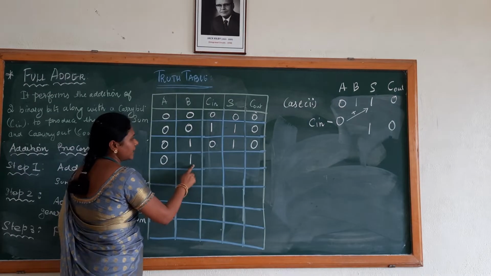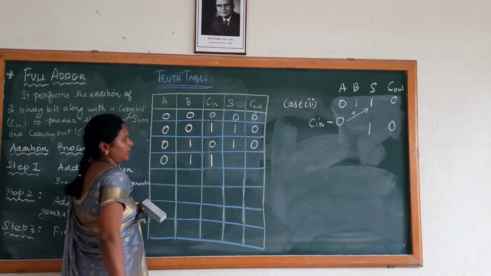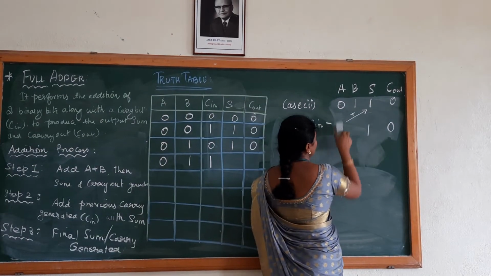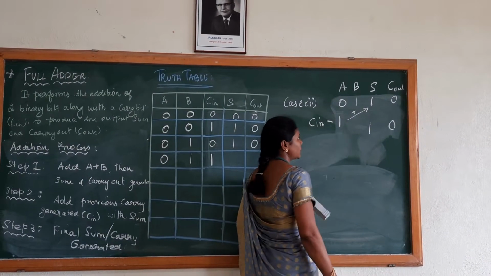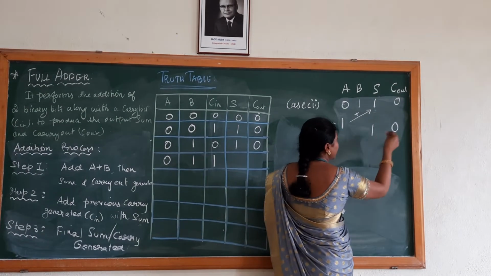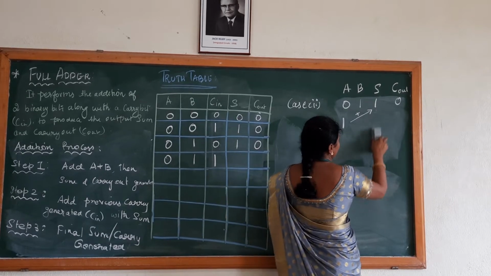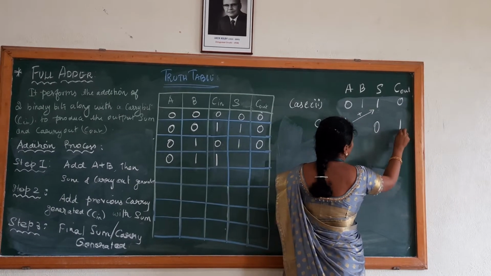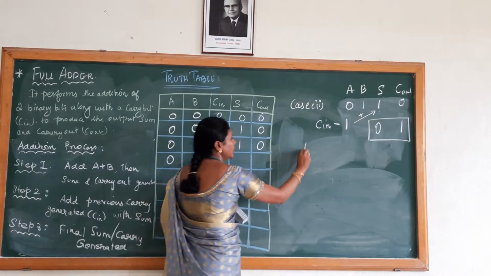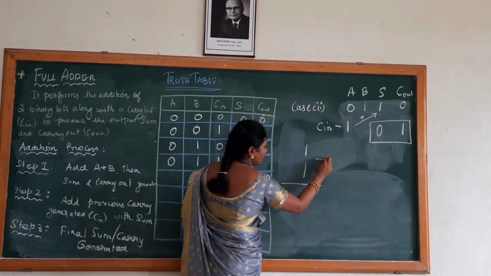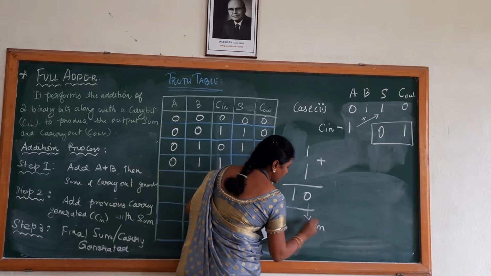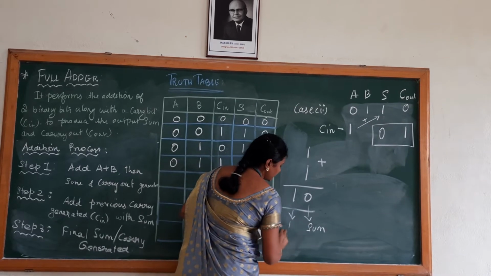Suppose for the same case, the previous carry generated is 1, what will happen? If there is a change in the previous carry, if it is 1 now, 1 plus 1 is what? You know the normal addition. The carry bit would be generated and sum would be 0. So there is a change. Because you know the digital addition: 1 plus 1 is what? Sum is 0 and carry out is 1.